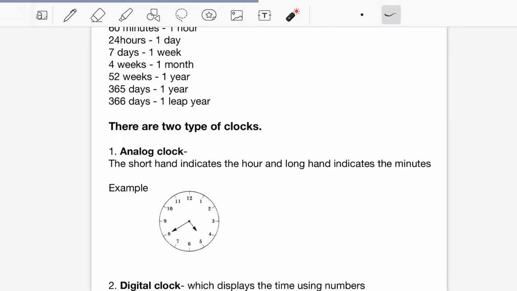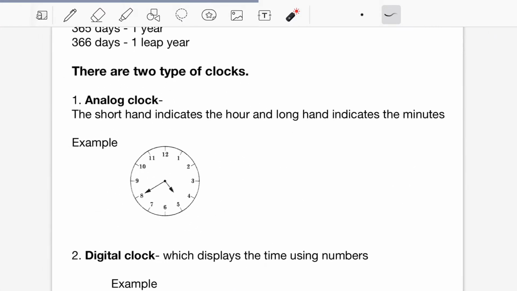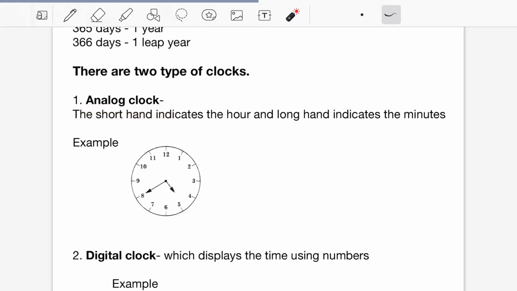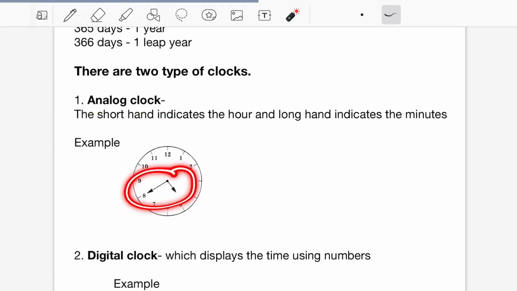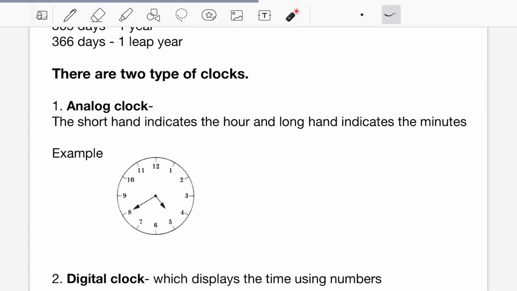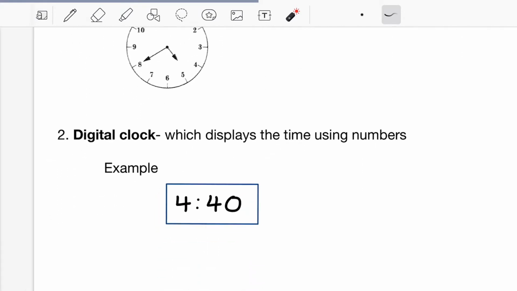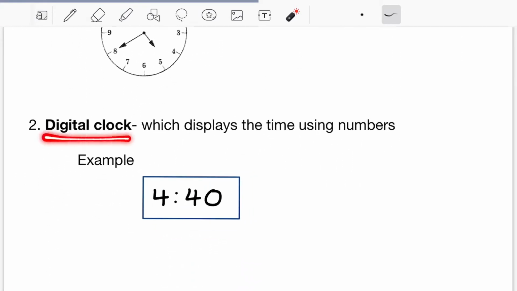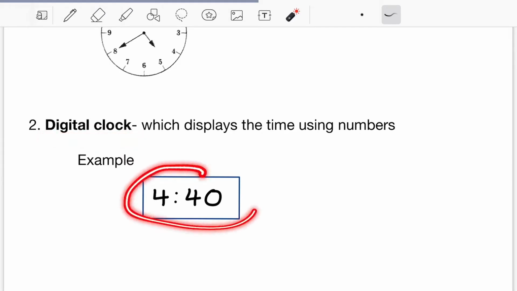There are 2 types of clocks. We have the analog clock, where we have hands. The short hand is the hour hand, and the long hand is the minute hand. We will talk more about this briefly. Digital clock. This displays the time using numbers.